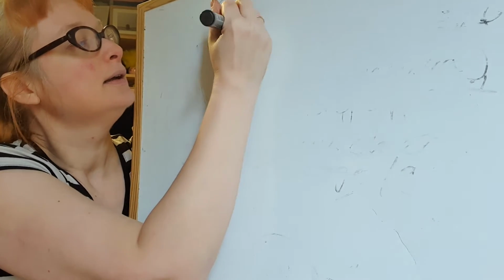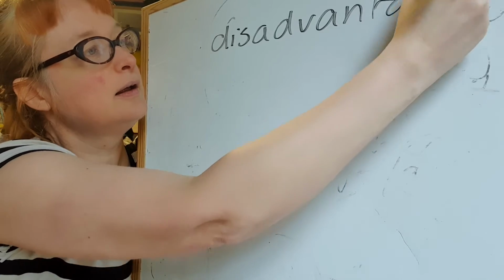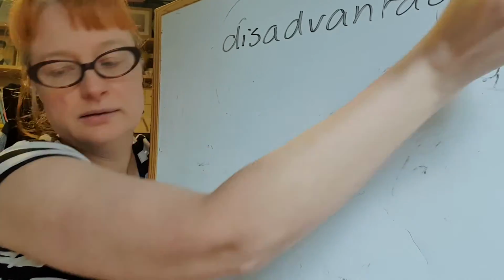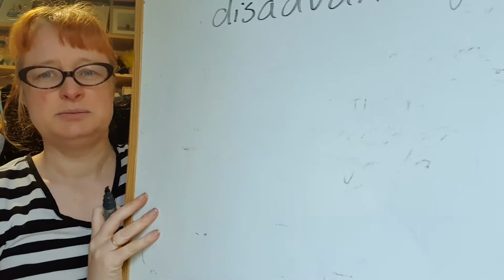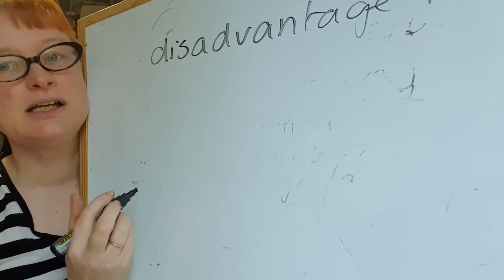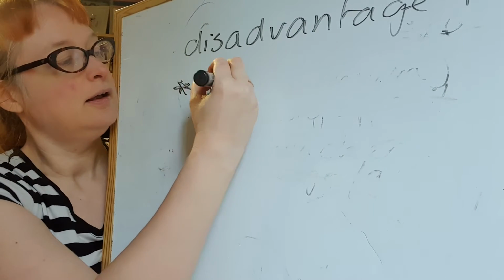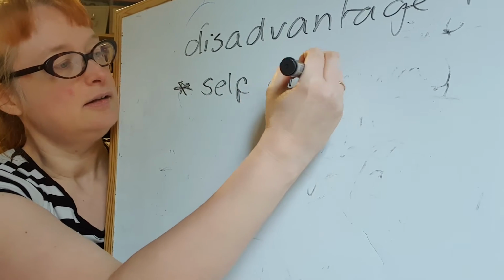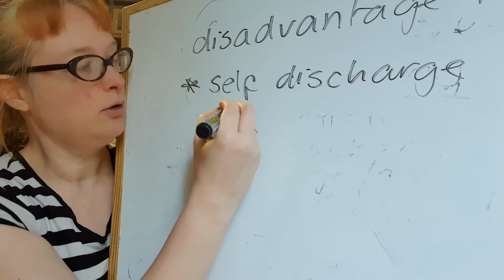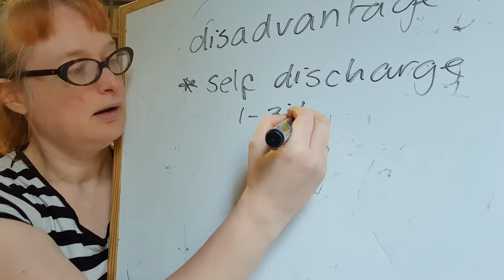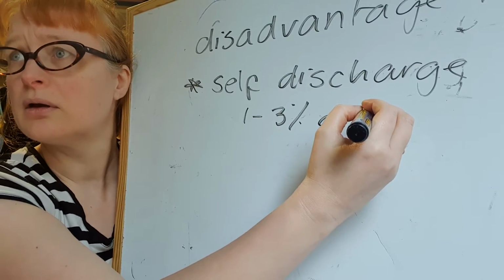Disadvantages of my nickel metal hydride battery. So the disadvantages are it can self-discharge. I read it was 1 to 3% a day. No, it was a week, I think.